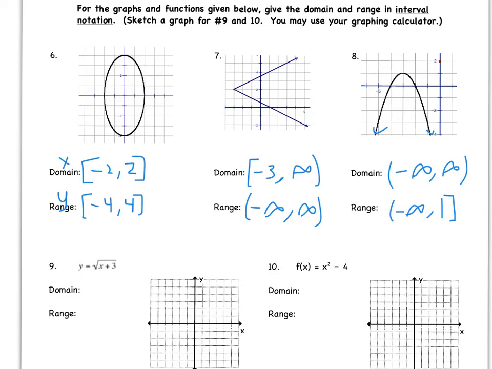Okay, can you guys ever think of a graph where you have a number that's not included? So here, all of our numbers have brackets. Can you think of a single time where you have a graph where you would not have a bracket?